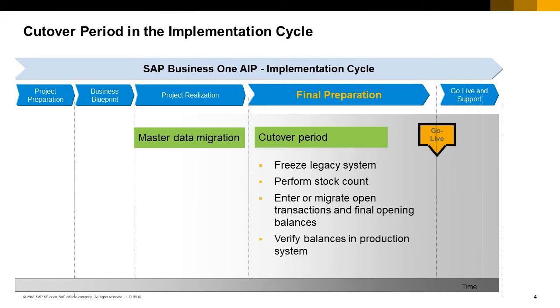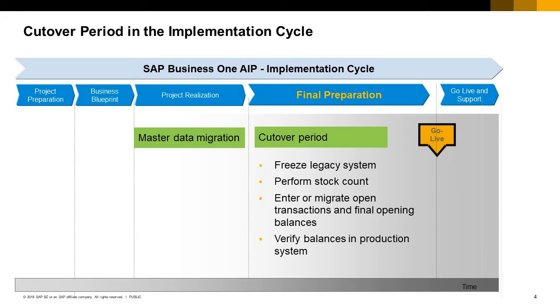The period immediately before go live is called cutover. This period can be as short as a few hours, or can last a few days, such as over a weekend. During the cutover period, the major activities are to freeze the legacy system so no new transactions are entered. In the frozen legacy system, reconcile business partner accounts and try to close out documents to minimize the quantity of open transactions. Perform a stock count. Enter or migrate open transactions and final opening balances into the new SAP Business One system.